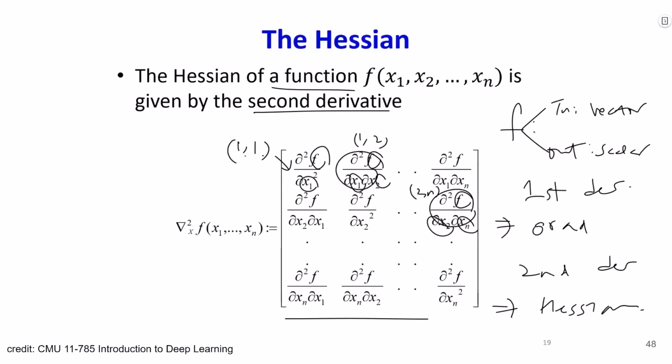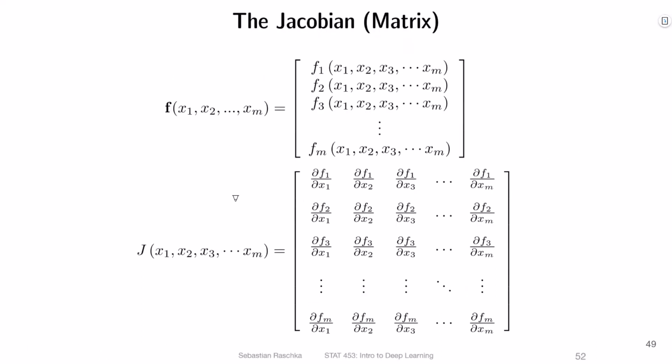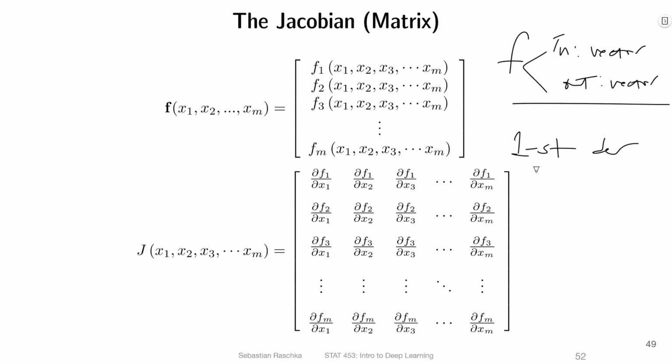And so that's what we do to calculate Hessian. And there is another concept called Jacobian. In the case of Jacobian, the input is a vector and the output is a vector as well. And the first derivative of this type of function is called Jacobian.